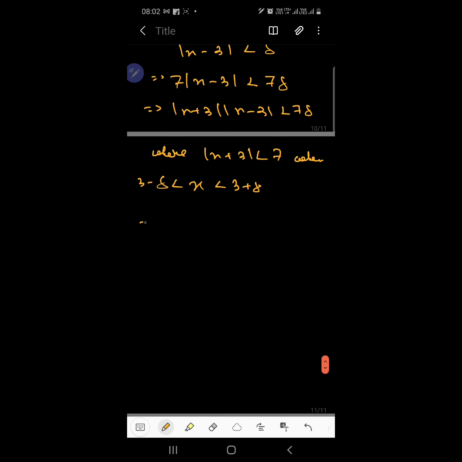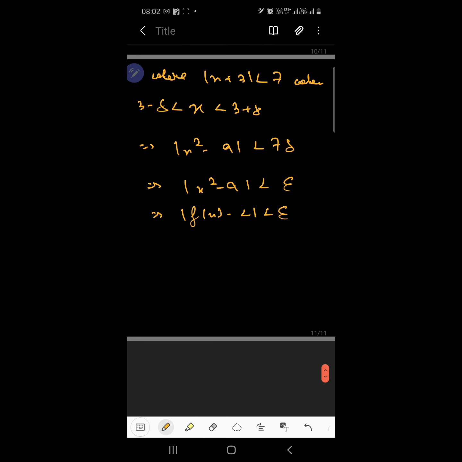That implies mod of x square minus 9 is less than 7 delta, that implies mod of x square minus 9 is less than epsilon, that implies mod of f(x) minus L is less than epsilon, where f(x) equals x square, L equals 9. Therefore limit x tends to 3 of x square is equal to 9. Got it?